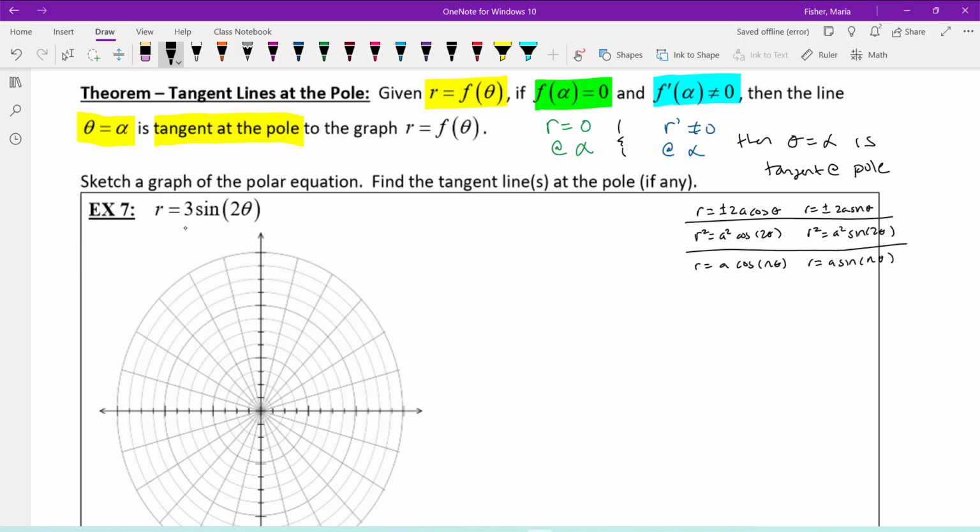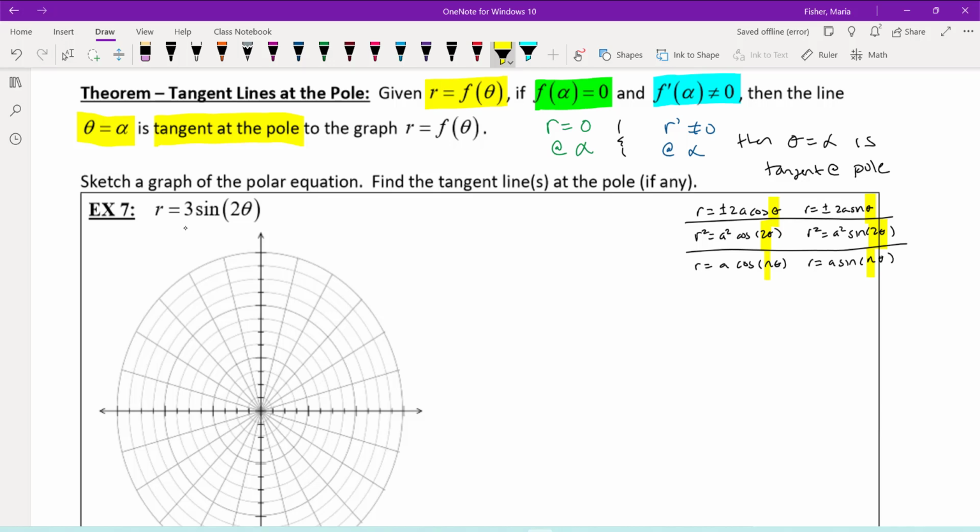Now the number of tangents at the pole is the same as the number multiplying theta. Notice here that theta is not being multiplied by anything other than 1, so these will have 1 tangent at the pole. These are multiplied by 2, these will have 2 tangents at the pole. These are multiplied by n, so they're going to have n tangents at the pole. So that coefficient of theta is going to help you determine how many tangents at the pole you will have.